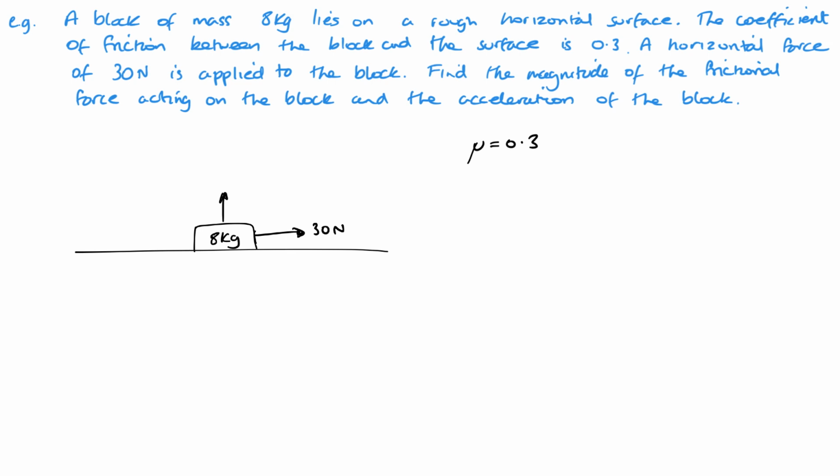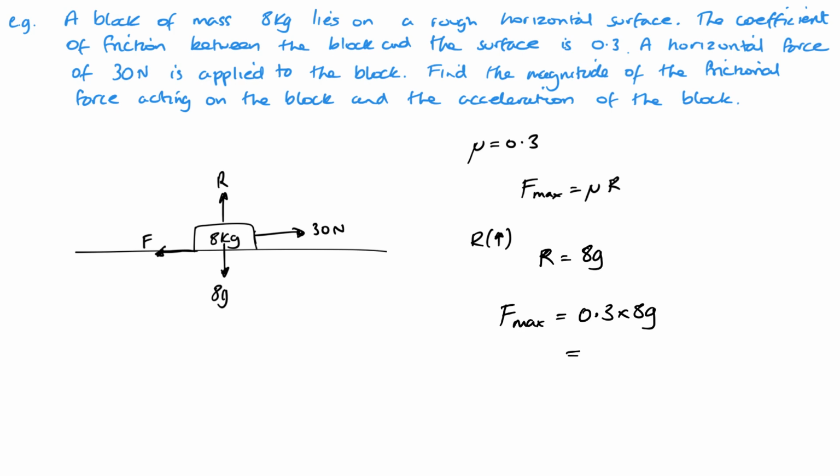So we've also got a normal reaction here, and of course the weight of the block acting down, and in the opposite direction of my force we will get our friction. The first thing we want to do is find the maximum value of the friction, and to do that it's mu times R. Resolving vertically, R is our force acting up and 8g is our force acting down, so we've got no other components to worry about. So our maximum value of friction is going to be 0.3 times 8g, which is 23.52 newtons.